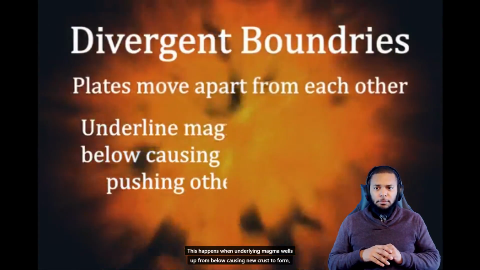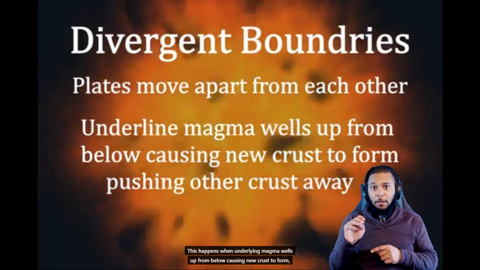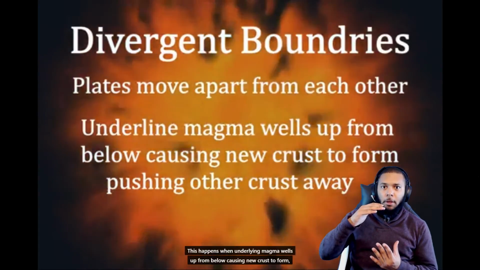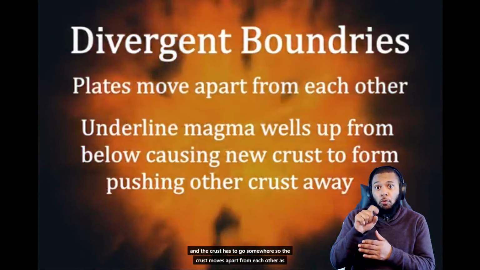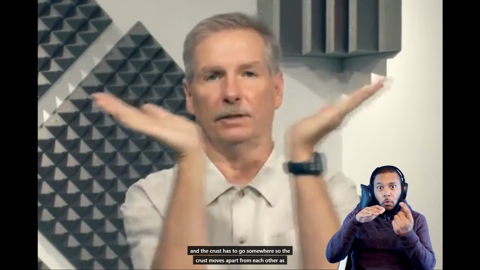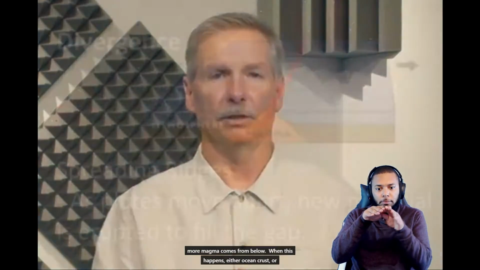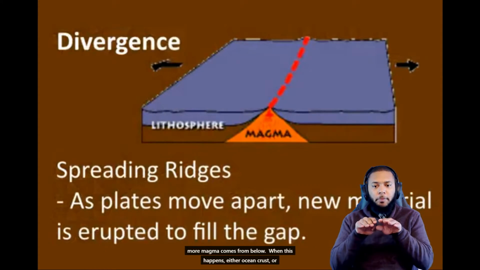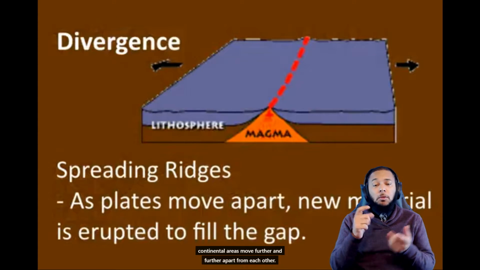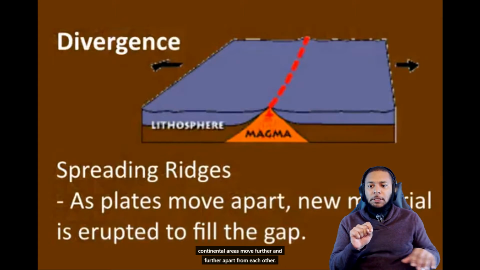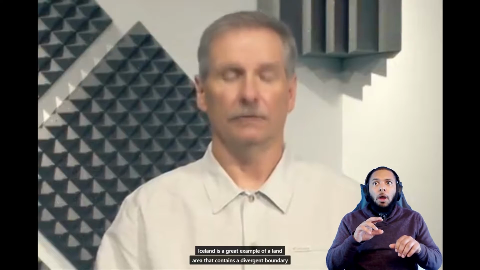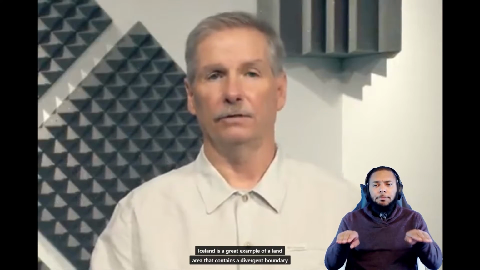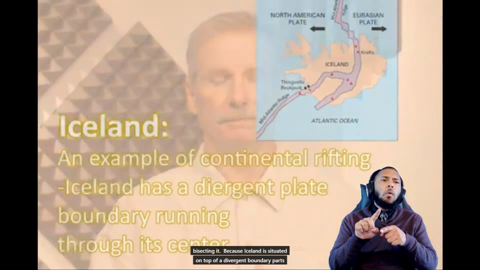This happens when underlying magma wells up from below, causing new crust to form, and the crust has to go somewhere, so the crust moves apart from each other as more magma comes from below. When this happens, either ocean crust or continental areas move further and further apart from each other. Iceland is a great example of a land area that contains a divergent boundary bisecting it.